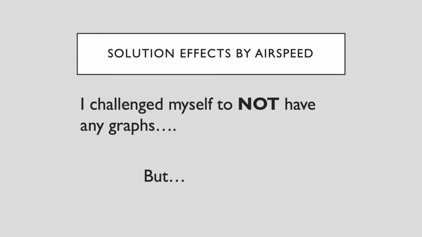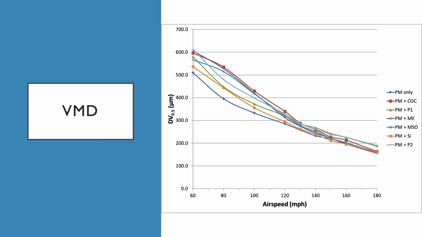Solution effect by airspeed. So I challenged myself from the beginning on this not to have any graphs. But the next point just was so much easier to make with the graph, and you'll see why. Plus, I figured it'll make Scott happy to have a couple of graphs. So if we look at VMD for the same 7 solutions, and again, kind of returning a little bit to our discussion of airspeed, you can sort of see in this graph very quickly that at the lower airspeeds, the lines for the different solutions are farther apart. As we start getting to airspeeds of 130 to 140 and above, we really start seeing the lines that are reflective of the VMDs of the different solutions start coming together.